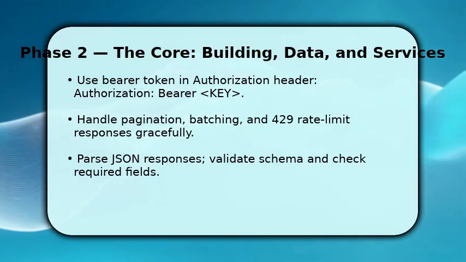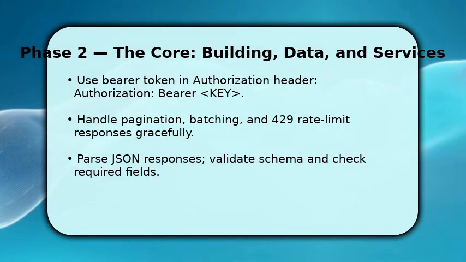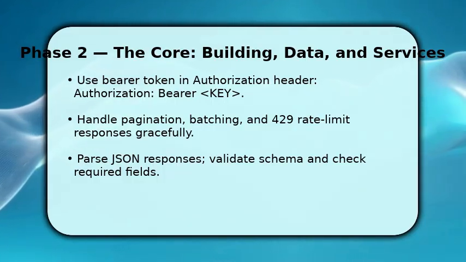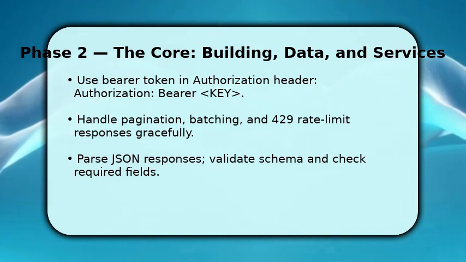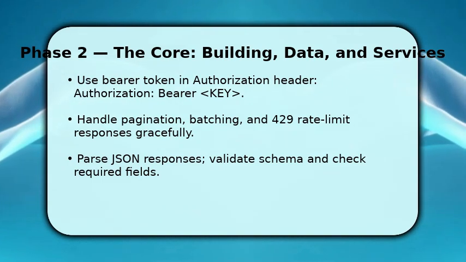When you parse JSON responses, validate fields and types, and log unexpected shapes. If you hit 429 or transient 5xx errors, back off exponentially and retry. These steps ensure robust, efficient integration rather than fragile one-off calls.